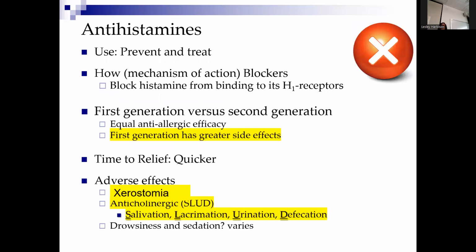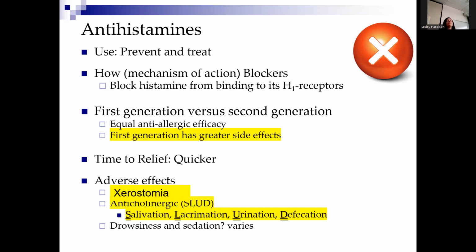For antihistamine, again, we're preventing and treating. The mechanism of action is it's blocking the H1 receptors, and it blocks histamine from binding to the H1 receptors. And there's first generation and there's second generation.